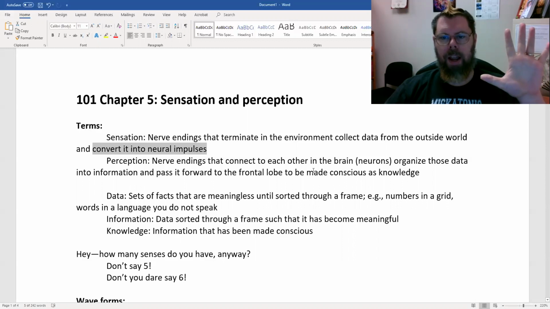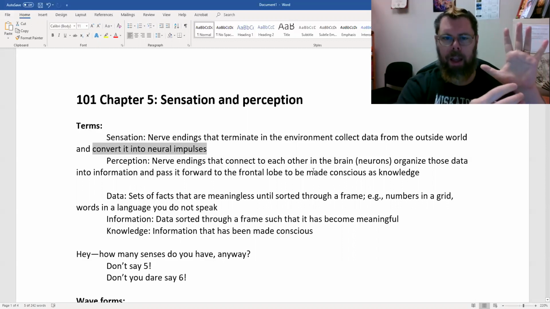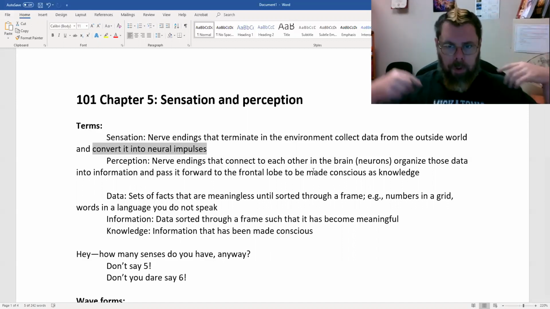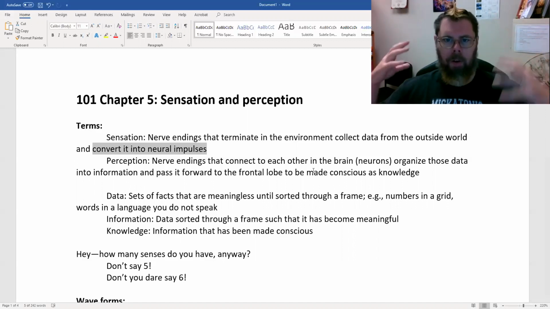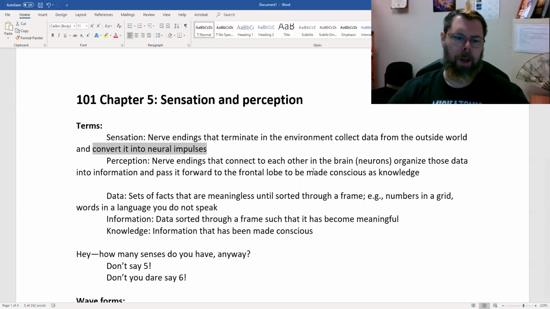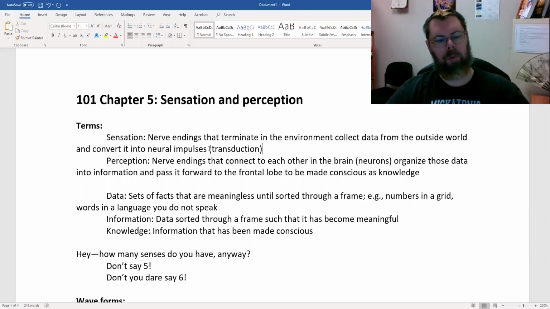So a nerve ending in your hand touches a thing, it stimulates that nerve ending, kicks off a neural impulse, goes through the nerves in your arm up into your brain, and then it's playing around with the neurons in your brain, the neurons that terminate at other neurons, right? And that process of conversion from an energetic stimulus in the universe to a neural impulse, that's called transduction. Okay, good enough? Wonderful.